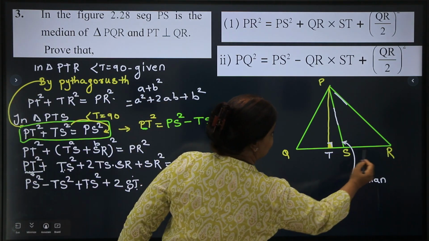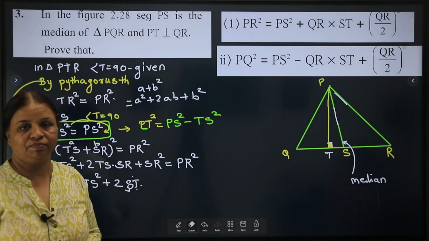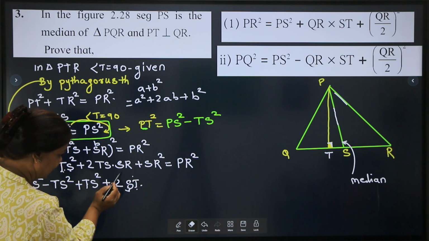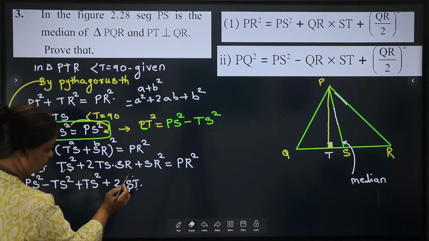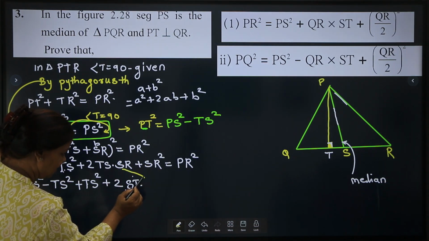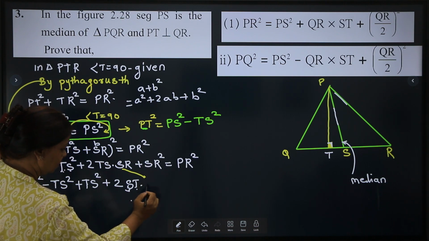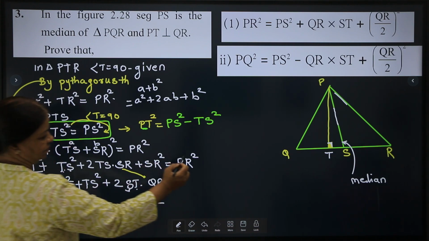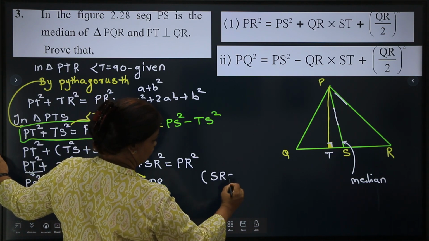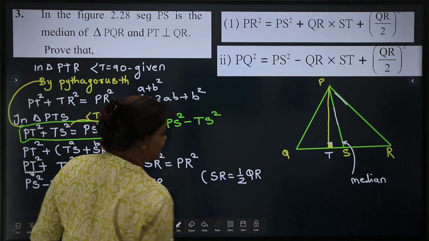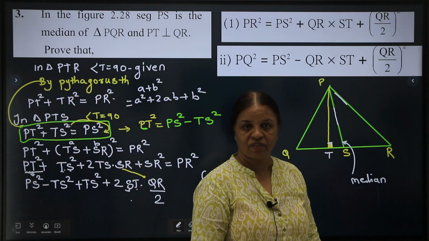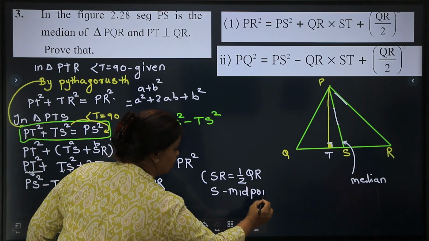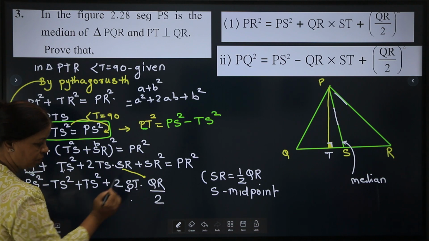SR is there here. If you go to see, SR is half of QR. So let us write that in place of SR here. In place of SR here, I will be writing QR upon 2, because SR is half of QR. And why is SR half of QR? Because S is the median. S is the midpoint, given already. Therefore, we can take here in place of SR, QR upon 2.